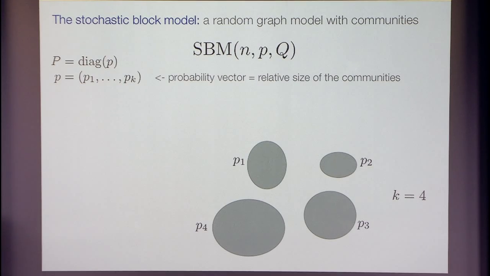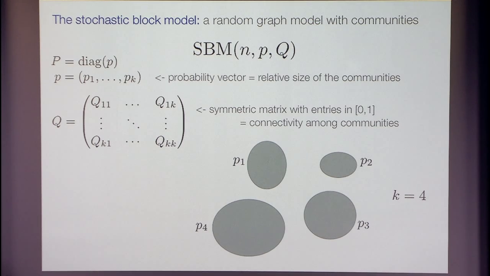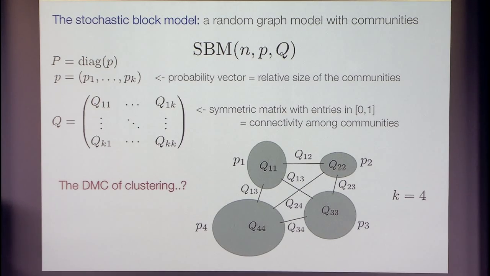Capital P I'm going to use for the diagonal matrix, where you put this vector P on the diagonal. And the third parameter here in the model is Q. It's a symmetric matrix with entries in [0, 1], and it tells you how a node in community i and j connect. That's the probability Qij that they connect. So here is all the possible connections. You connect with probability Q1,1 inside, Q1,2 in between 1 and 2, etc. So since the workshop is about information theory, I see this model as the DMC of clustering. DMC, for those of you who are not information theorists, is the discrete memoryless channel. It's a nice and reasonable model for community detection.